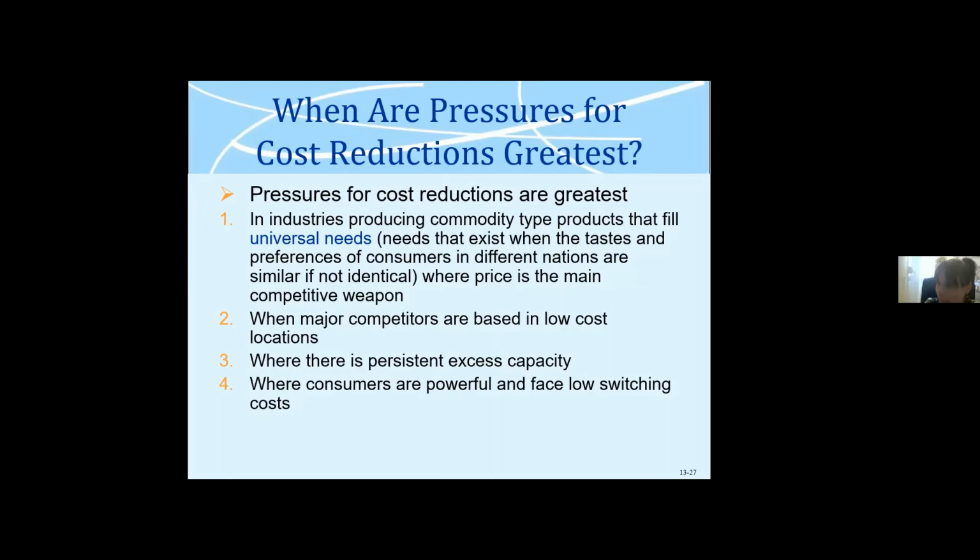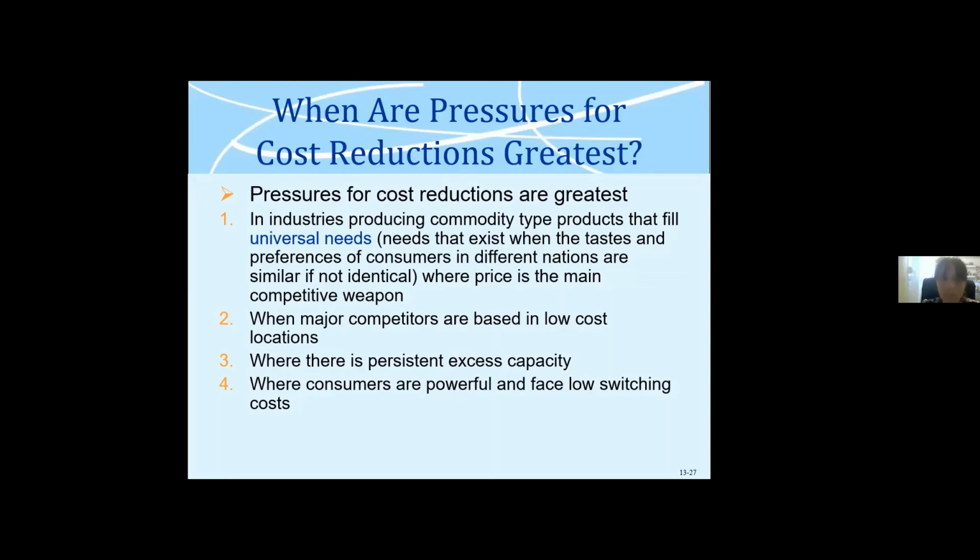So pressures for cost reduction are also intense in industries where major competitors are based in low-cost locations, where there is persistent excess capacity, and where customers are powerful and face low switching costs. The liberalization of the world trade and investment environment in recent decades has facilitated greater international competition and has generally increased the cost pressure.